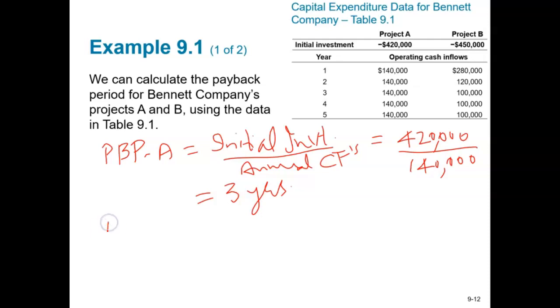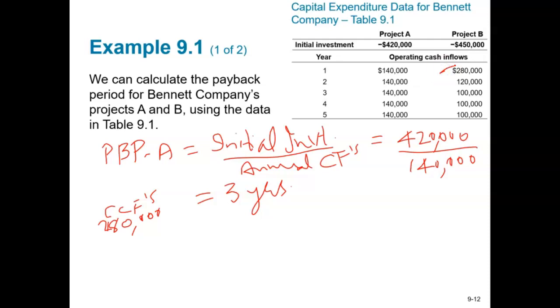Then let's calculate for project B. In order to calculate for project B, we need to go into what we call cumulative cash flows. So let me just calculate the cumulative cash flows. You have 280,000. Okay, 280,000. This is the first year.